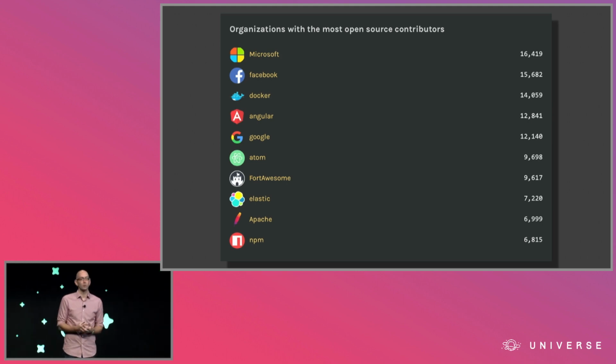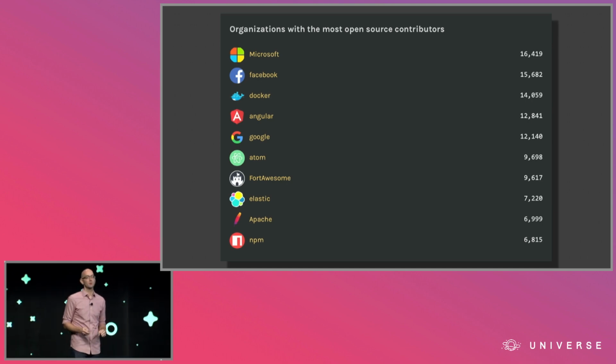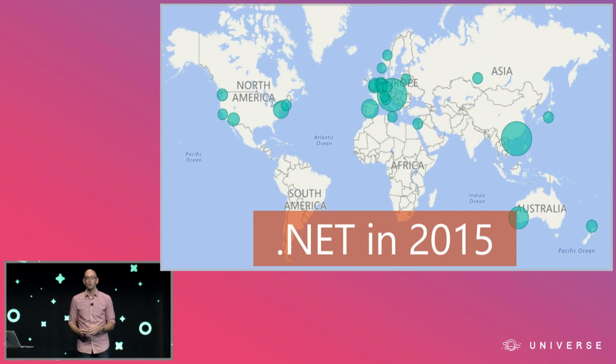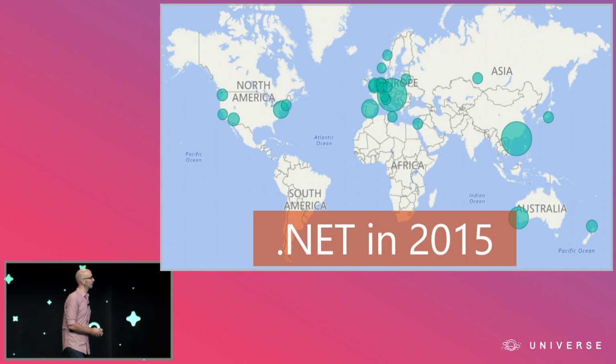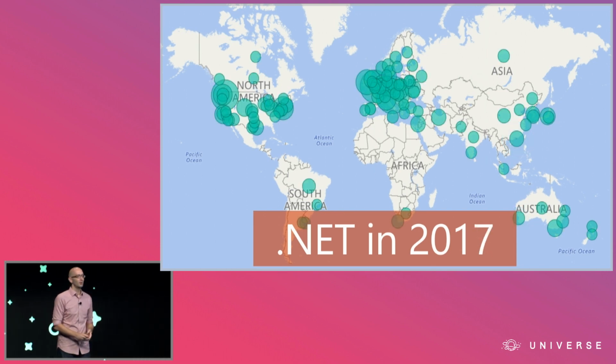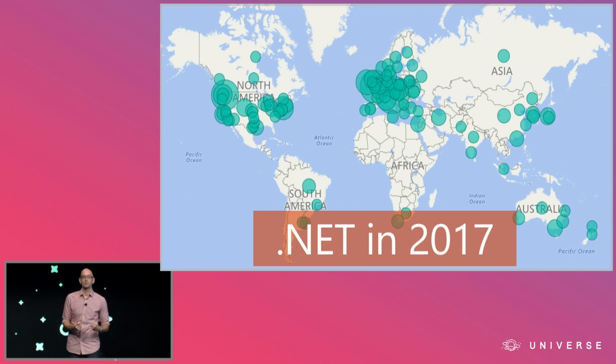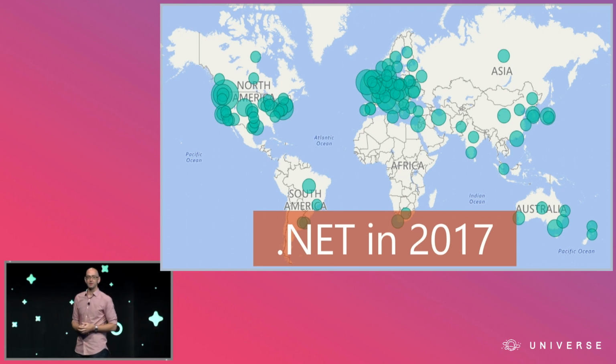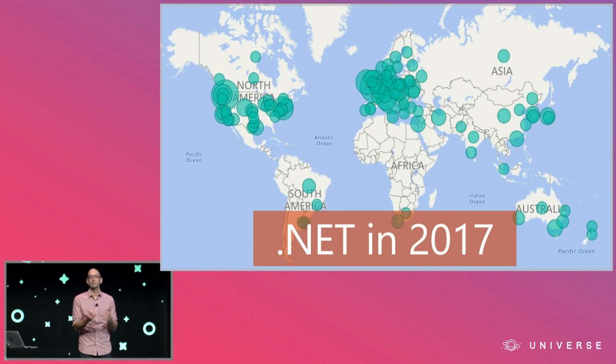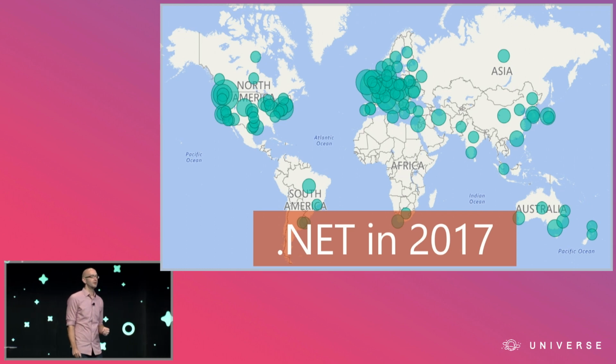It wasn't just us, though. We were actually bringing people into the community to work on .NET open source projects. In 2015, we had a smattering of people working on it. By 2017, though, they were across the globe. And these aren't just little changes. People from outside Microsoft are making huge, impactful changes on the .NET platform.